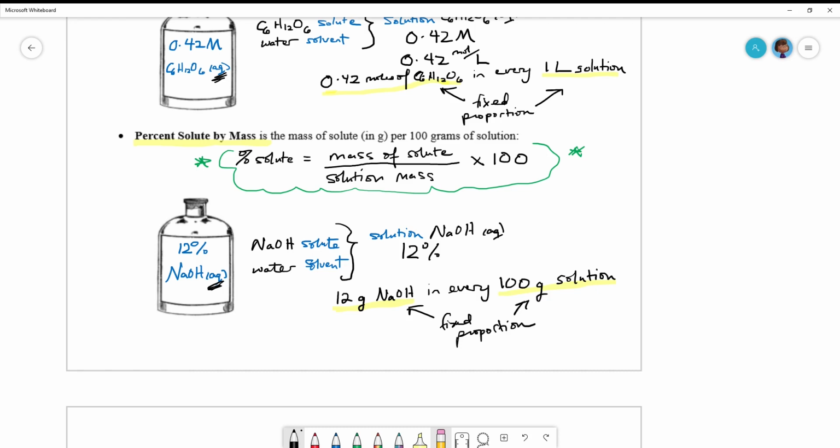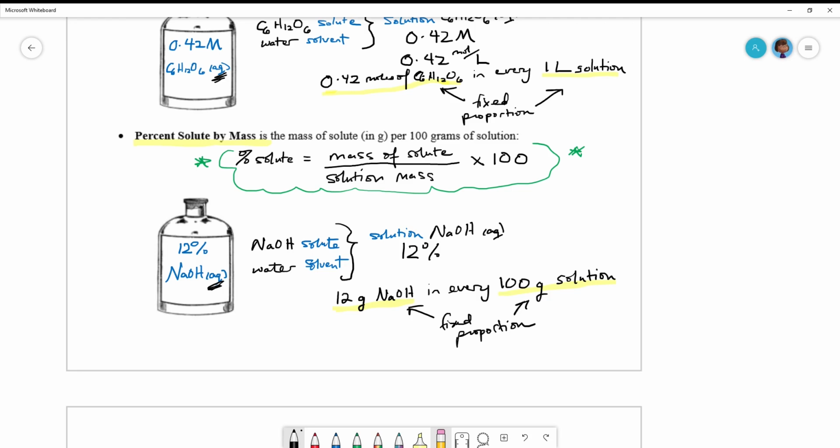So if I double the amount of solution, if I take 200 grams of solution out of the bottle, well, 200 grams of solution will contain 24 grams of sodium hydroxide. If I only take 50 grams of solution from the bottle, well, how much sodium hydroxide will be in that 50 grams of solution? Well, half, just 6 grams of sodium hydroxide will be present.